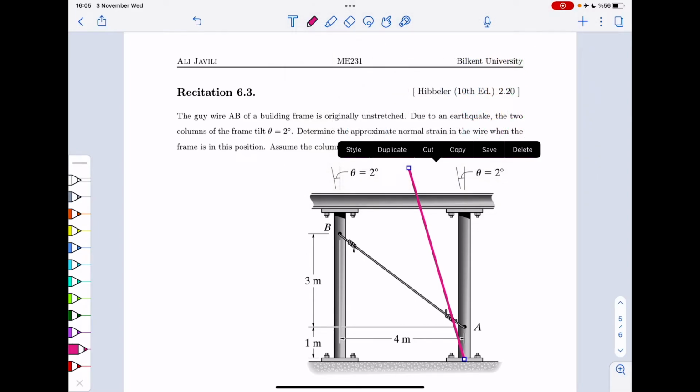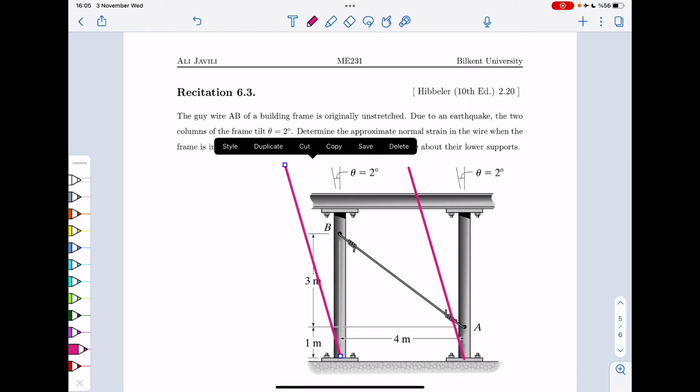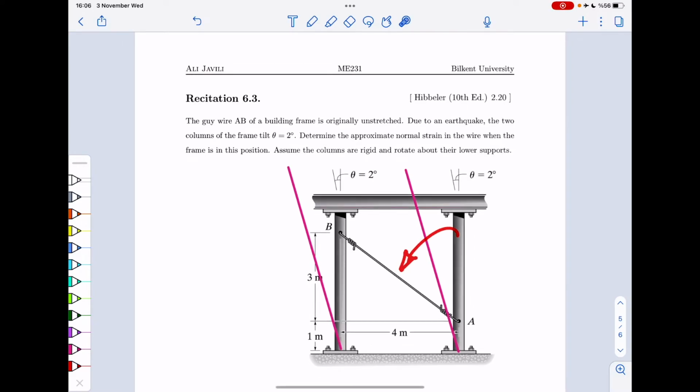Okay, this would be your column D after the earthquake. That would be the right column. This is the left column. Obviously, I am enlarging it a little too much, but that little angle is 2 degrees. And under this condition, you are asked to compute the strain in this cable. Okay, determine the normal strain in that cable.